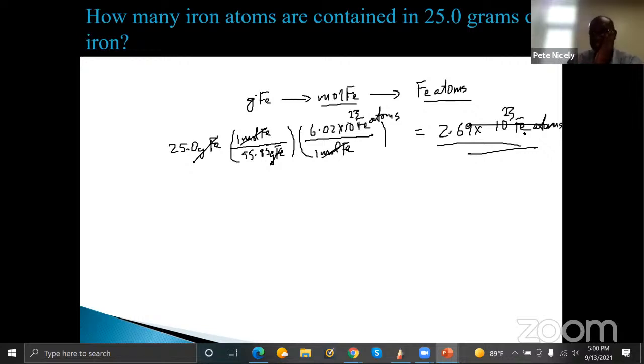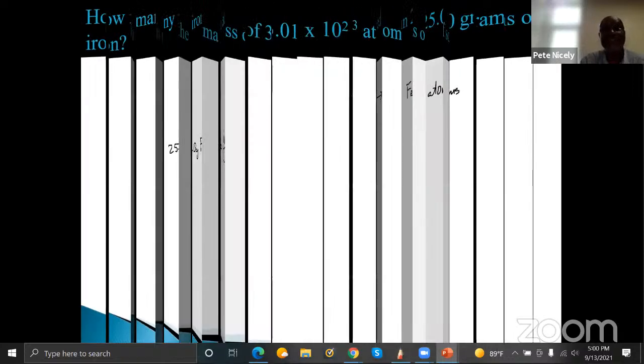Any questions about this example? Any questions? Okay, let's move along. I think I have another example lined up.